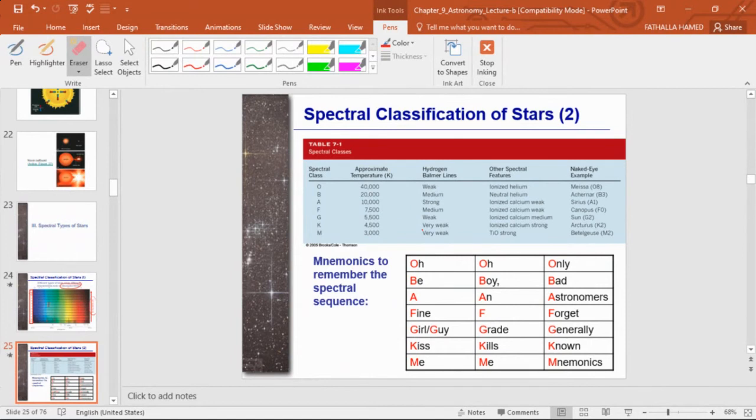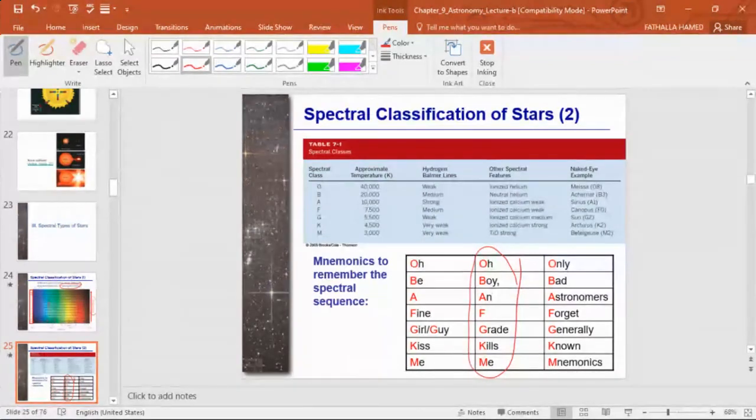So you have to remember this order here. The best way to do that is to remember the statement here: Oh, boy, an F grade killed me. No one wants to get an F grade in the course. I think all of you are hoping for an A. Of course, we don't give an O. Okay.